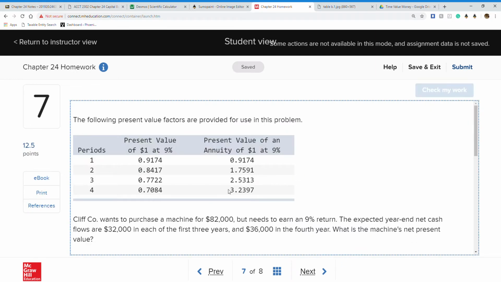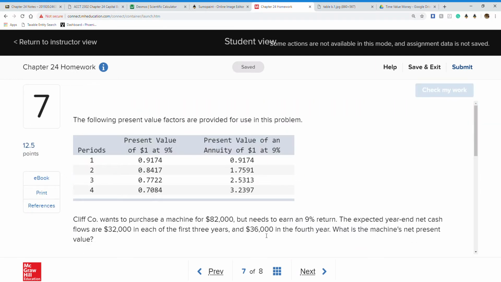Next, question 7. Question 7 has the following present value showing. So Cliffco wants to purchase a machine for $82,000, but needs to earn a 9% return. So it gives you a chart for 4 years. The expected year-end net cash flows are $32,000 in each of the first 3 years and $36,000 in the 4th year. What is the machine's net present value?